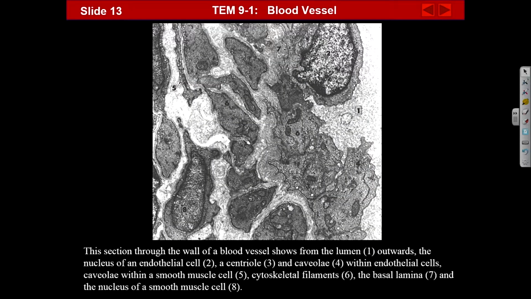Okay, so if we look at an electron micrograph of an arteriole, here's the endothelial cell layer and here's 1 or 2 or 3 layers of smooth muscle. So this would be an electron micrograph of an arteriole.